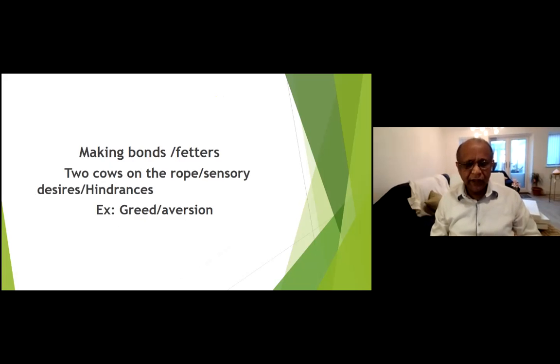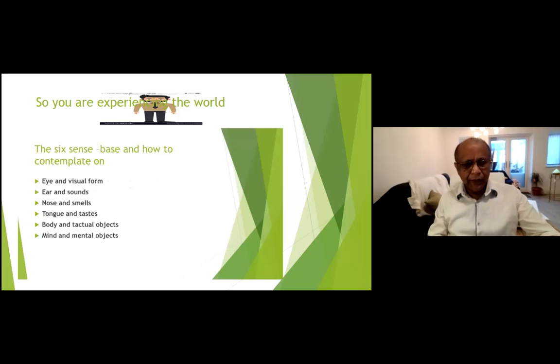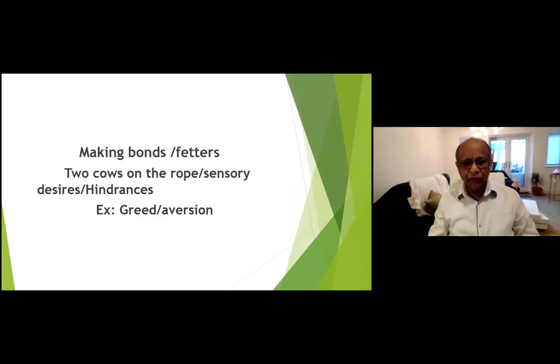So whenever there is a connection between the organs, eye, ear, nose, tongue, body, mind, and the availability of the external objects or the thoughts, we are making bonds, or we call this attachment. Once Rahat Sariputta took an example and said, there are two cows, one white cow and the other a black cow. They are tied on the same rope on two sides.